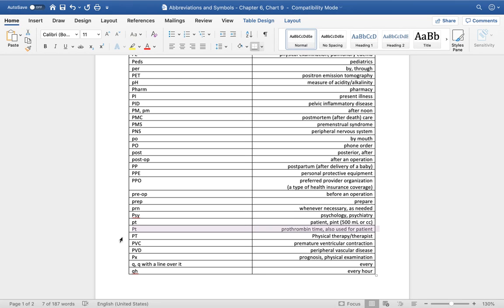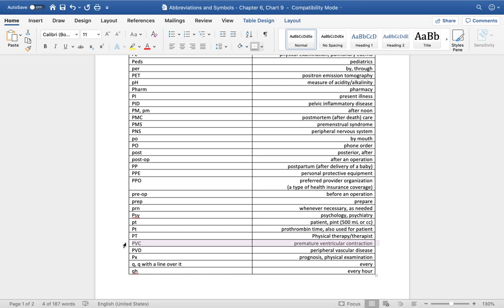Also used for patient, especially if you put it at the beginning of a sentence, it should be capitalized. If they're both capitalized, PT, this is physical therapy or physical therapist. That's the specialty that is involved in rehab from injuries or to build up functionality of the musculoskeletal system.